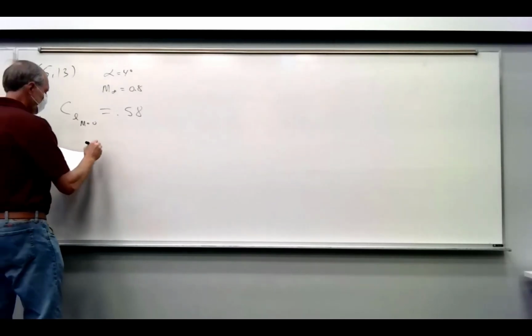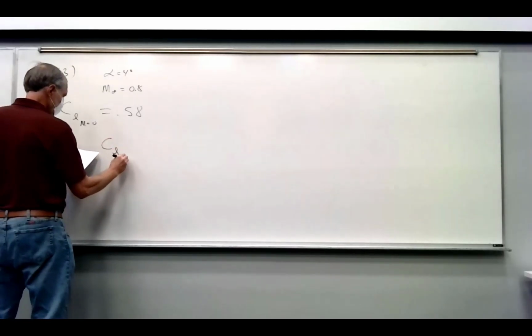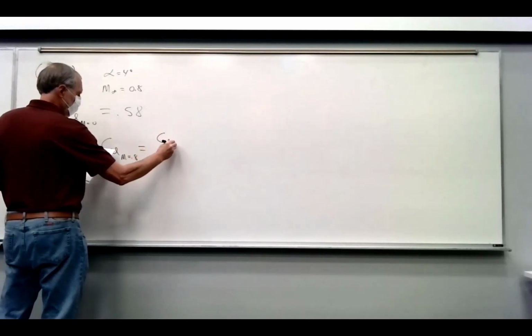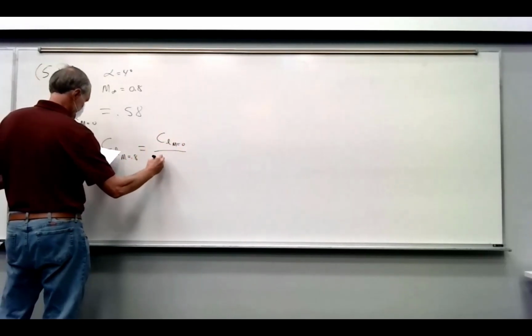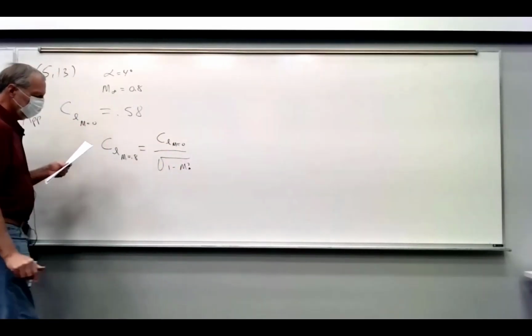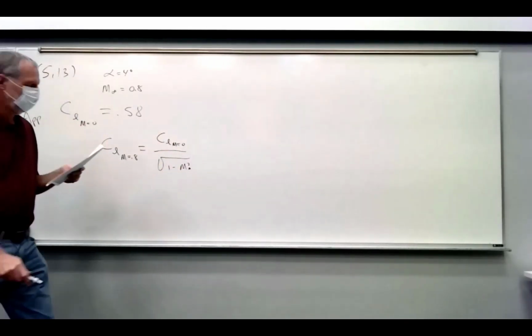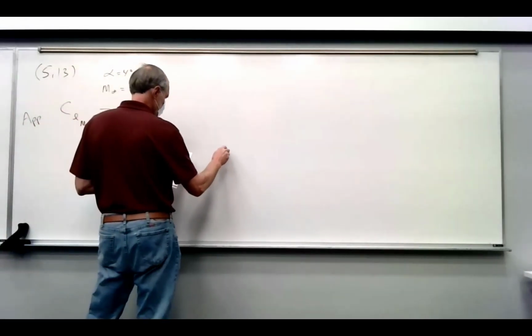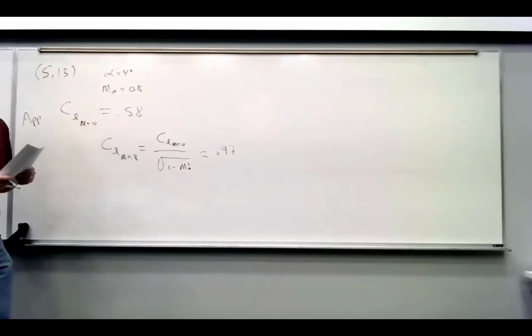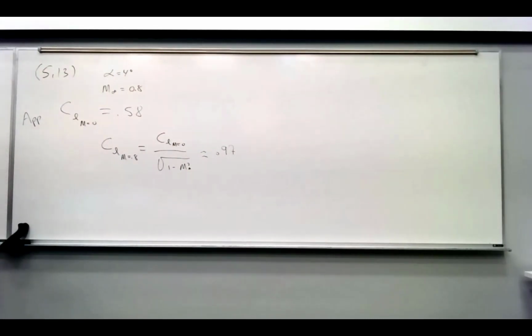And then you use a Prandtl-Glauert rule to calculate CL. So I got about 0.97, you should be close to that. Any questions on that one? Good.